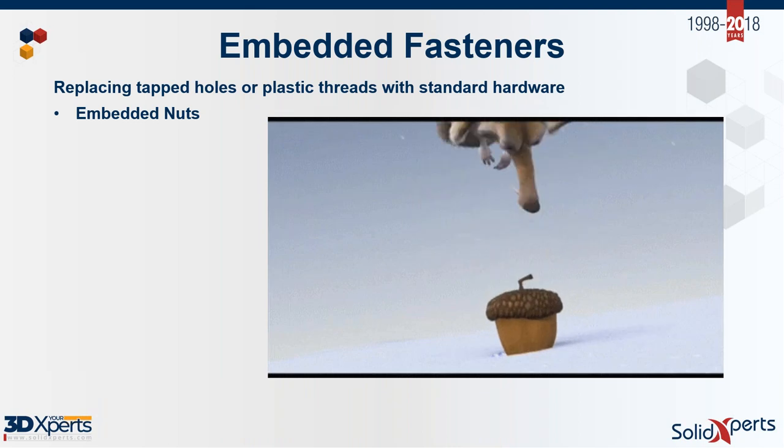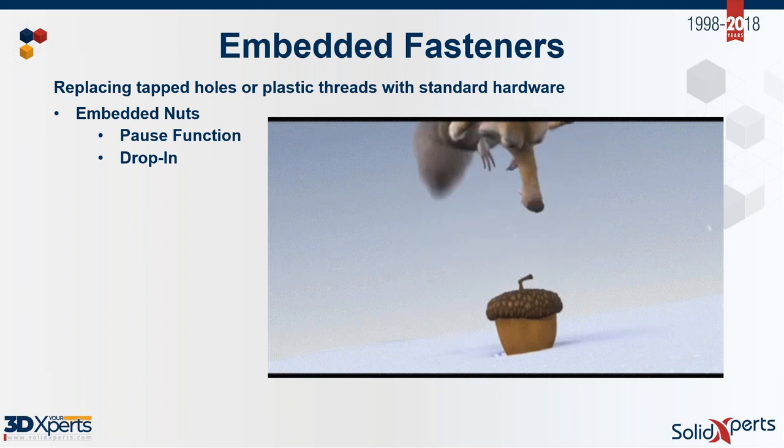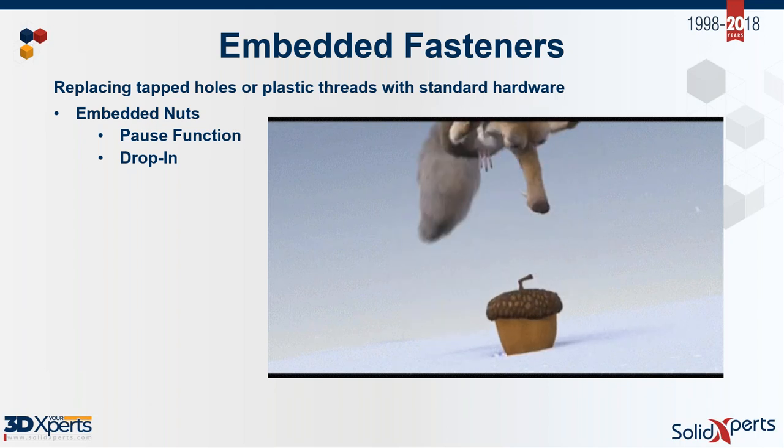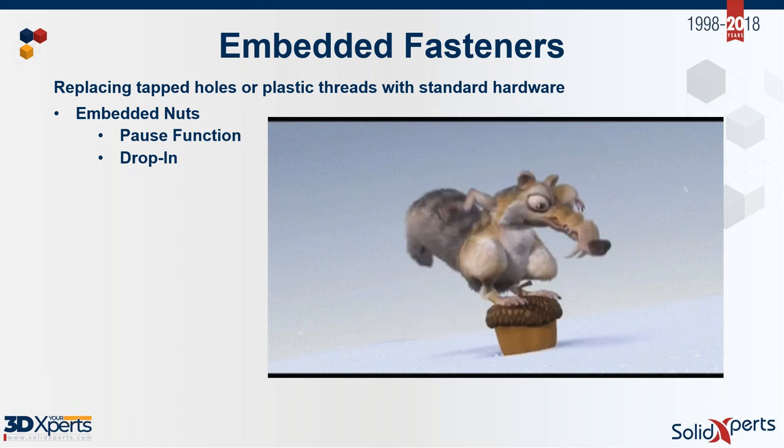And when we think of embedded nuts, we're thinking of putting a captive nut, a nut that would go into your part and stay there permanently or could be replaced later on. The two ways we can do this is we could use the pause function on your printer, or we could drop it in. And when I say embedded nuts, I mean standard hardware nuts. These are things like six hexagonal sides. This is something you can go to the hardware store, or you can buy online as needed.